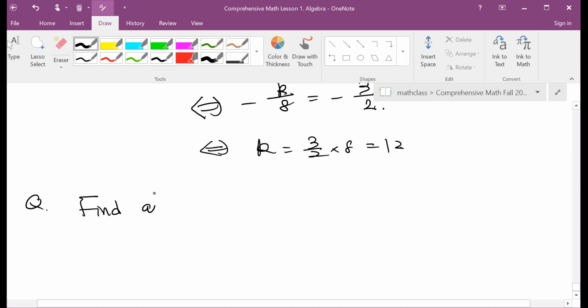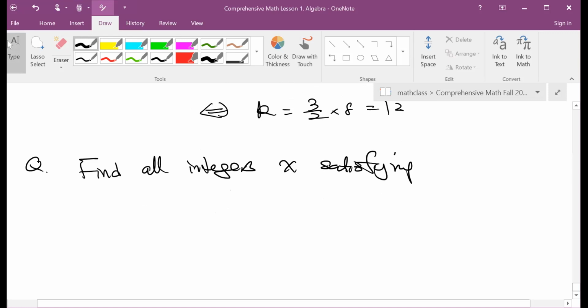Find all integers x that satisfy the following inequality: x squared minus 2x less than 5.